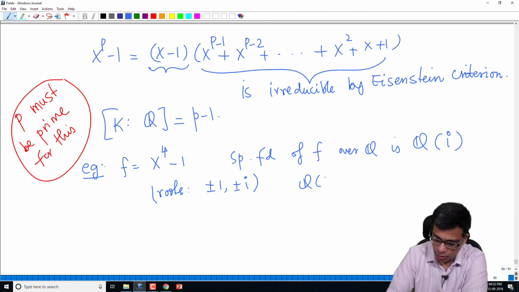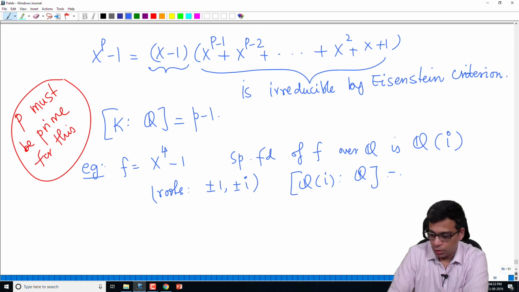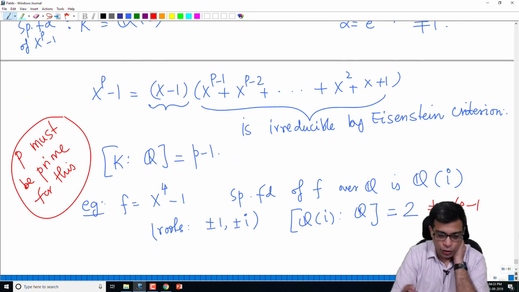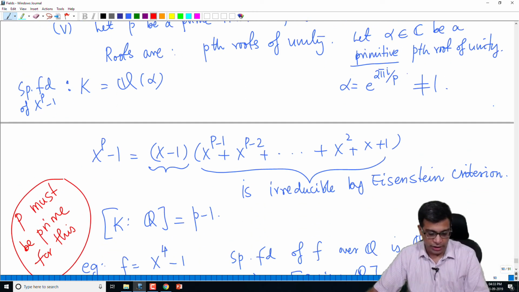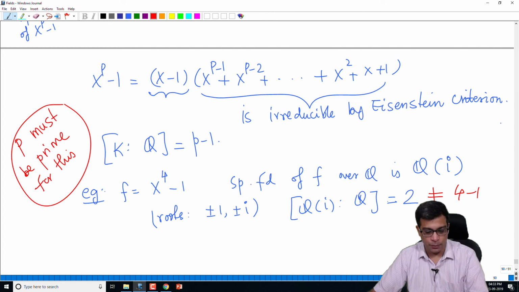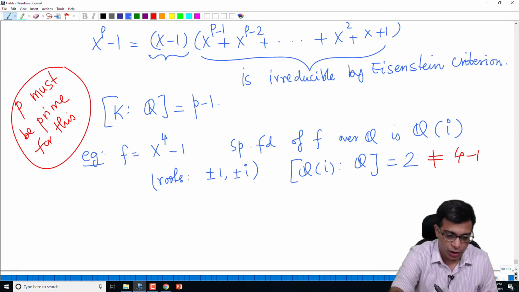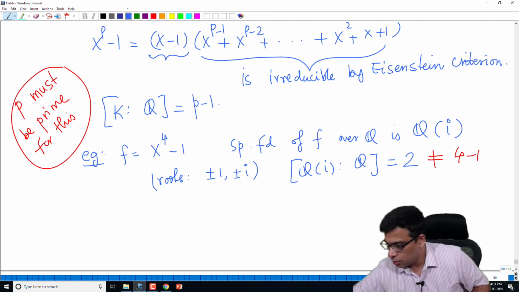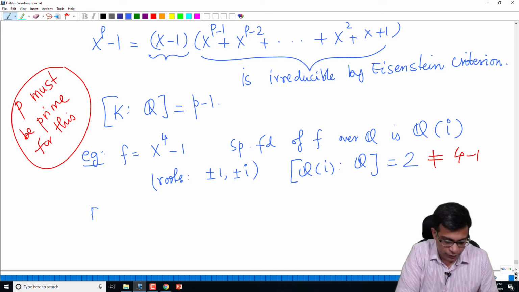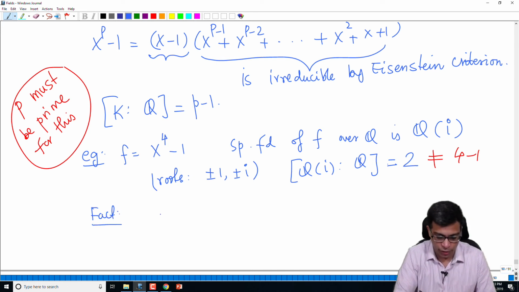And what is the degree of the extension? This is actually only 2, right? It's not 4 minus 1, right? If you take the polynomial x power p minus 1, the degree is p minus 1 if p is prime. And this example shows that if p is not prime, 4 is not prime, you do not get 4 minus 1. Okay? So you have to be a bit careful about non-primes. And as a general fact, you will do this in a later course sometime.